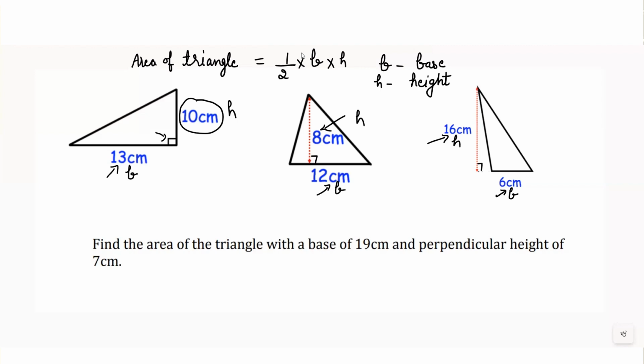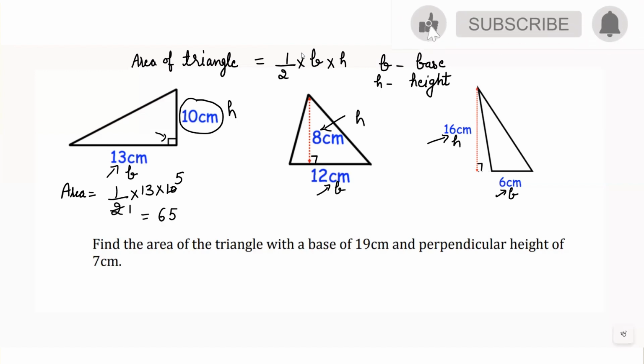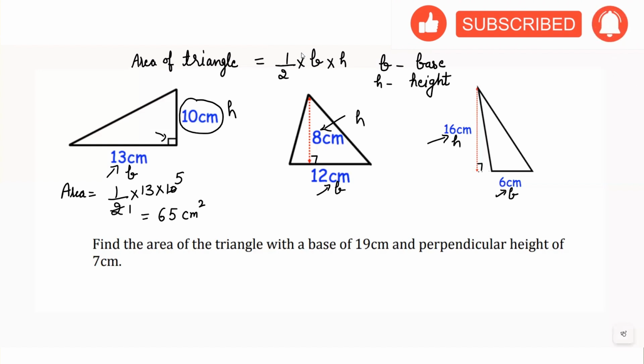Now we need to find out the area of the different triangles which you can see on the board. So first of all, we'll take the area for this triangle. The formula is 1 by 2 into B into H. I have already written here what B is. B is 13. H is 10. You can simplify: 2 ones are 2, 2 fives are 10. So you will get here 65. Now since the units are centimeters, it is centimeter square, because the area units are square units.